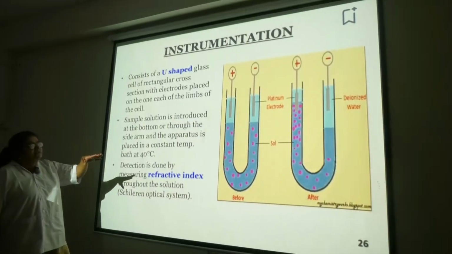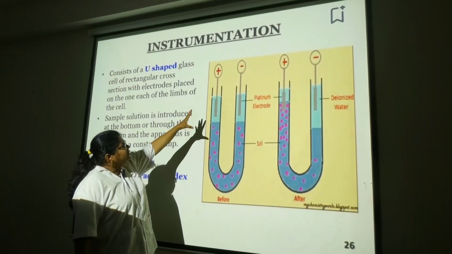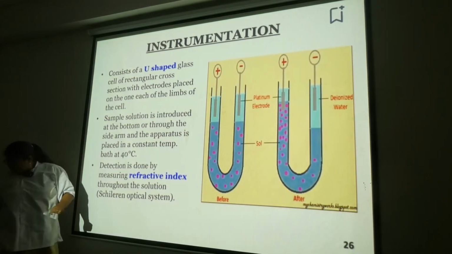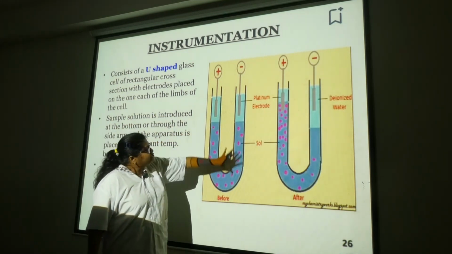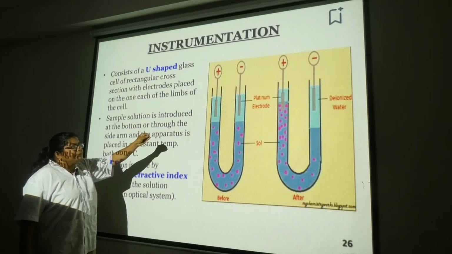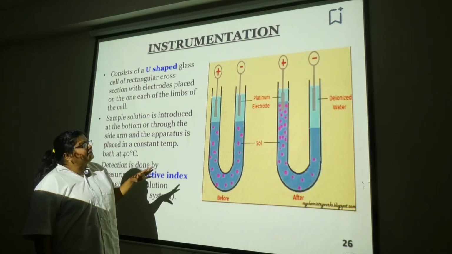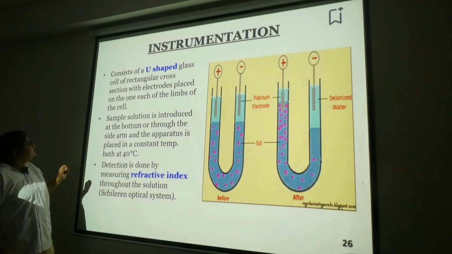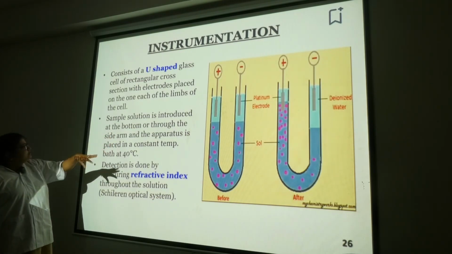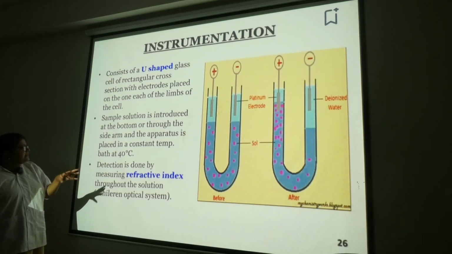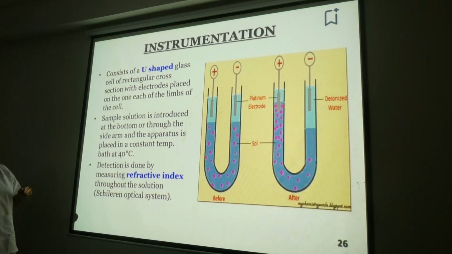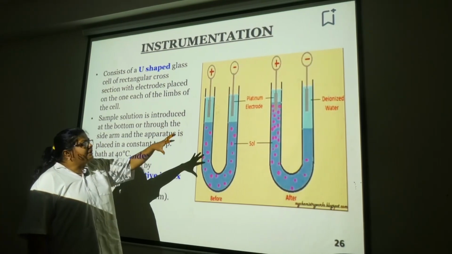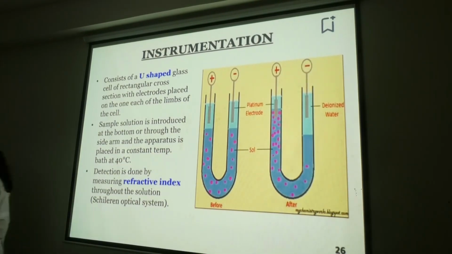Now, moving boundary, the name suggests the boundary is moving. It is a U-shaped glass cell of rectangular cross section with electrodes present in each limb of the cell. The two electrodes are placed here, and this portion contains the buffer solution, and the sample mixture is given here, and after applying the current, these will migrate according to their properties. Sample solution is introduced at the bottom, and the apparatus is placed in a constant temperature bath at 40 degrees centigrade. Detection is done by measuring the refractive index throughout the solution. That means here detection is done by the refractive index throughout the solution. Okay.